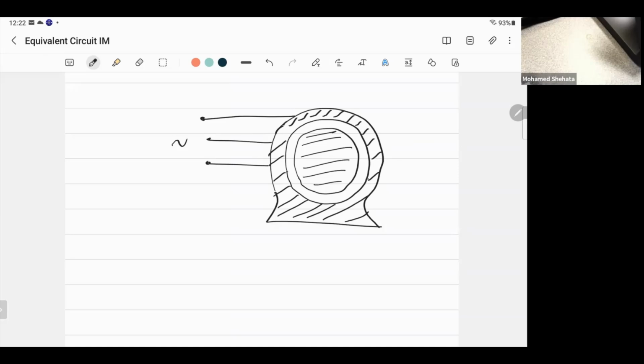Now, we want to find the equivalent circuit, so we'll do that first for the stator circuit, then for the rotor circuit. For the stator circuit, it's simple because it's stationary. So you have just three windings. Let's say that we have a star connection. So you have the three windings, three phases, A, B, C, neutral. So what do you expect?